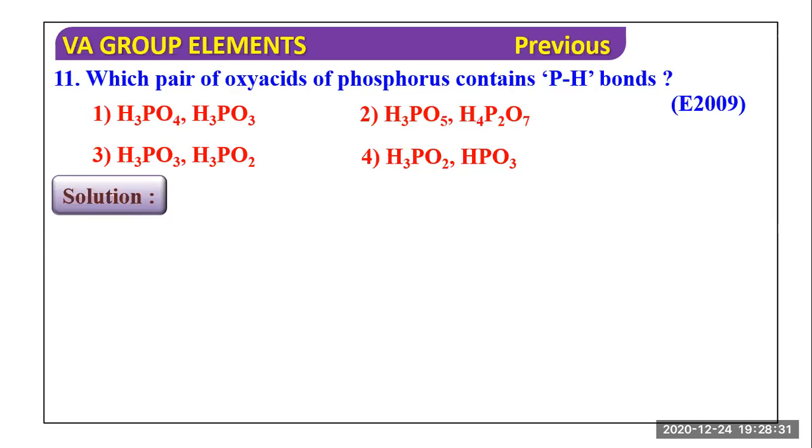H3PO3, yes, it contains one P-H bond. This is phosphorus acid. And also H3PO2, this is the structure of H3PO2. So answer 3 is the correct answer.